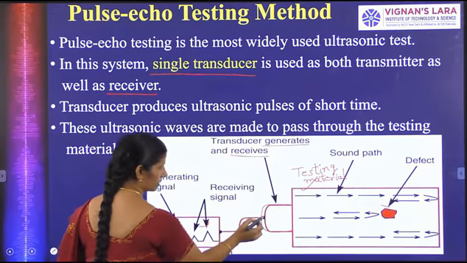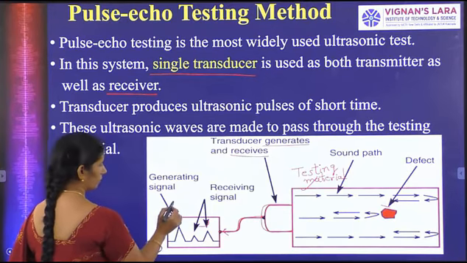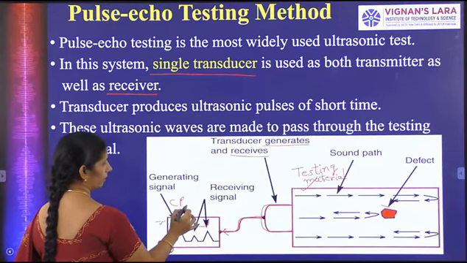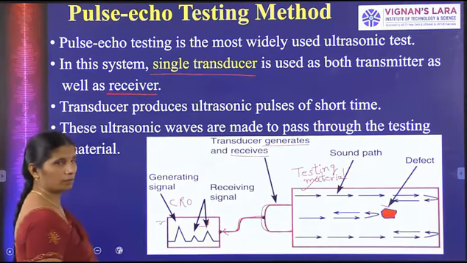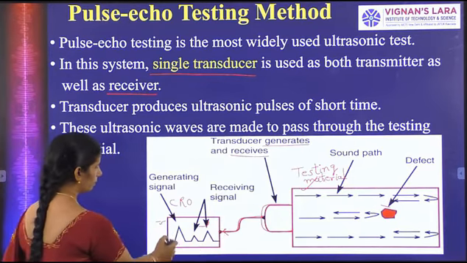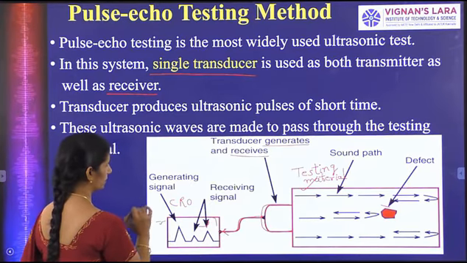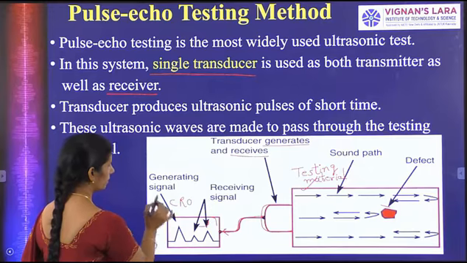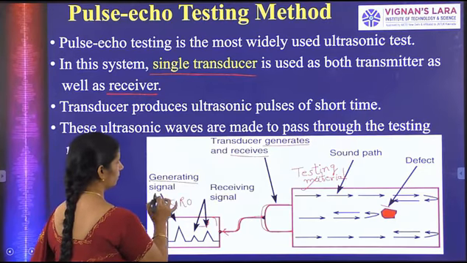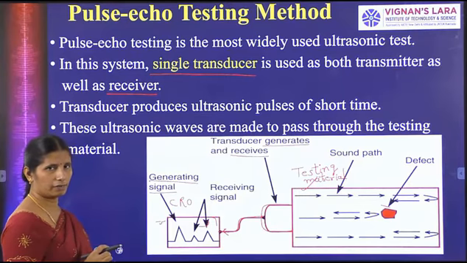So all these signals are read by a CRO, that means cathode ray oscilloscope. The signals will be connected through a cable to the monitor. On the monitor we will observe the signals. The initial signal represents the generating signal, that means the initial ultrasonic waves.